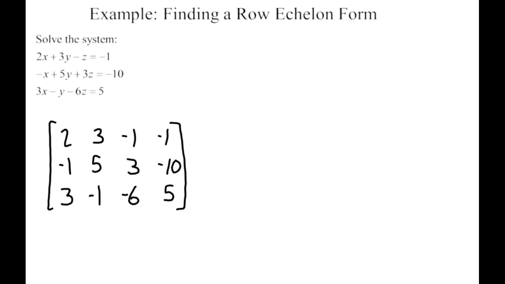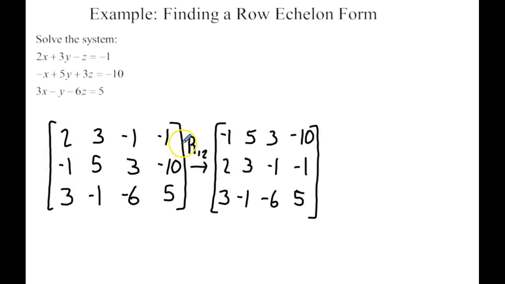So to start this out, I know that I want each of my rows to have the first entry be a 1. So looking at our rows, the second row has a first entry of -1, which is close to 1. So what I'm going to do is interchange rows 1 and 2. The notation we use to indicate the operation we're using, we have an R indicating a row operation, and then our subscript is a 1 and a 2. This just means we're interchanging rows 1 and 2. So now we get the matrix -1, 5, 3, -10, 2, 3, -1, -1, then 3, -1, -6, 5.